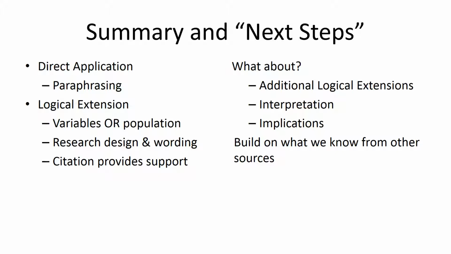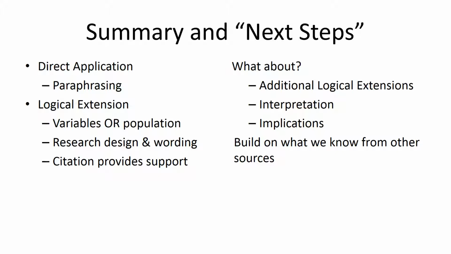When we present a logical extension in a literature review, we use a citation to signal that the idea is supported by another published source. I emphasized only making logical extensions about a variable or about the population. Between that and the need to accurately convey the design and the findings of the study, it might seem like it's pretty hard to add new ideas to what we already know.